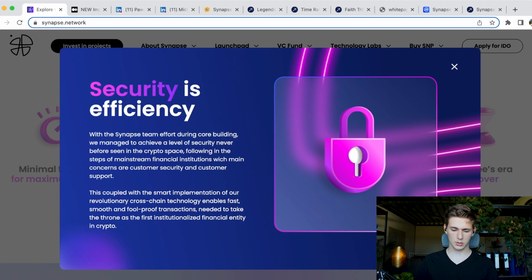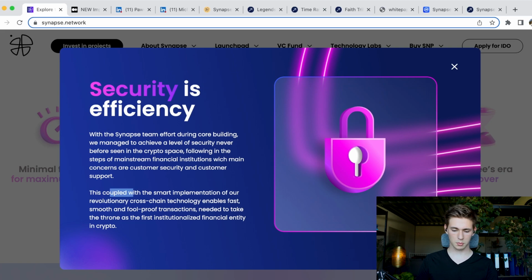Following in the steps of mainstream financial institutions, whose main concerns are customer security and customer support. Now, I feel like this is a very good problem. I haven't quite read their solution yet, like how do they secure their platform? But in the crypto space, absolutely by far the biggest problem is that there is no security. Decentralization is good, but it does bring with it some severe security issues, and the fact that they are tackling this is good, but then again, we do really have to find out what steps they are taking to secure.